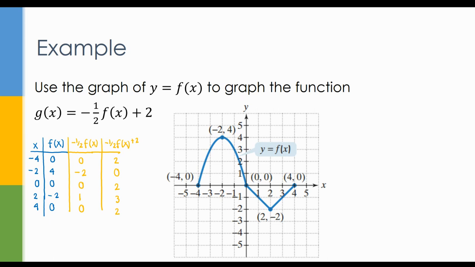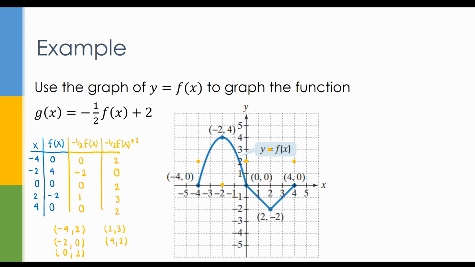All right, now that I have that, I can plot my ordered pairs. Notice that nothing changed with the x's. The -4 is still -4, but now we go to +2. Then -2 goes to 0, and 0 goes to 2. 2 goes to 3, and 4 goes to 2. So these are the points that are going to be in my g of x function: (-4, 2), (-2, 0), (0, 2), (2, 3), and (4, 2).